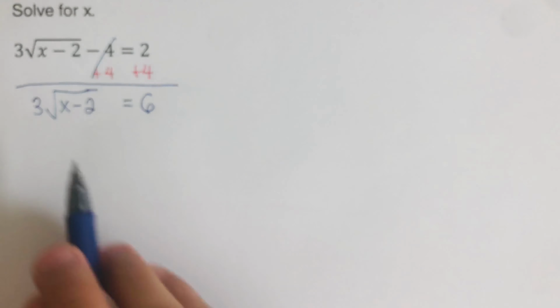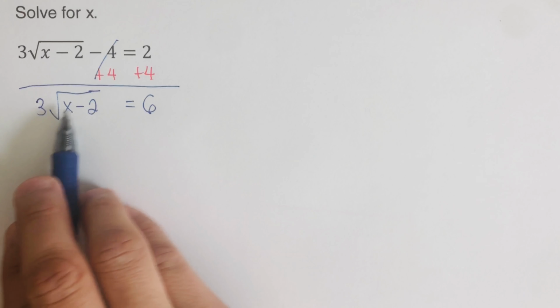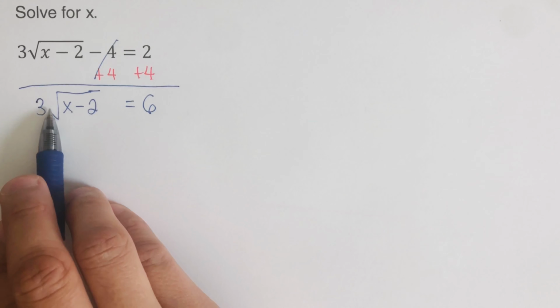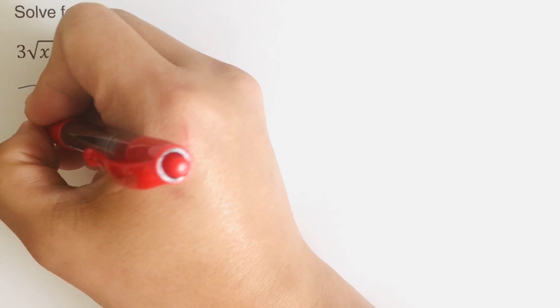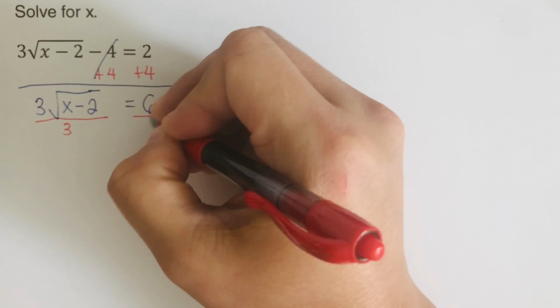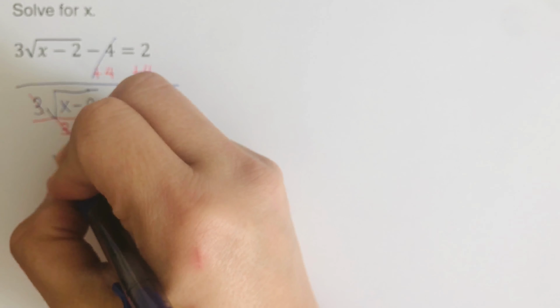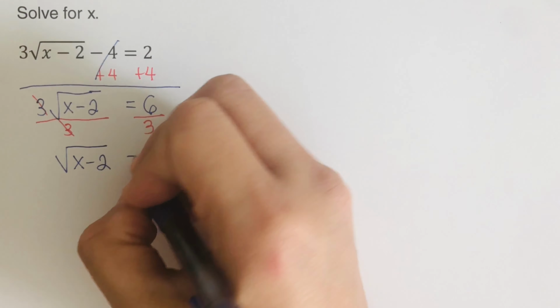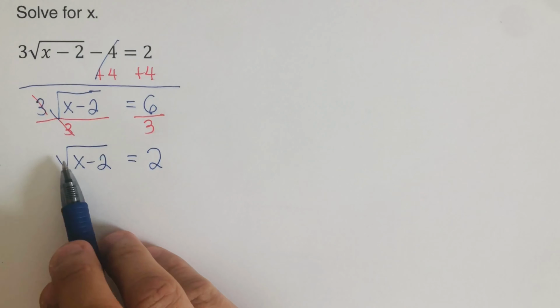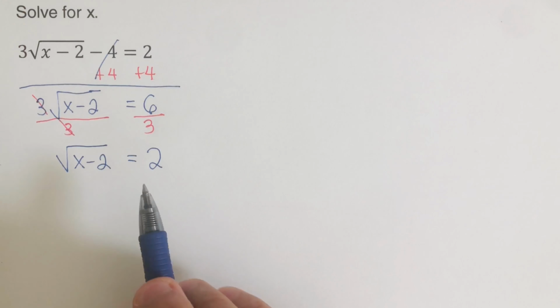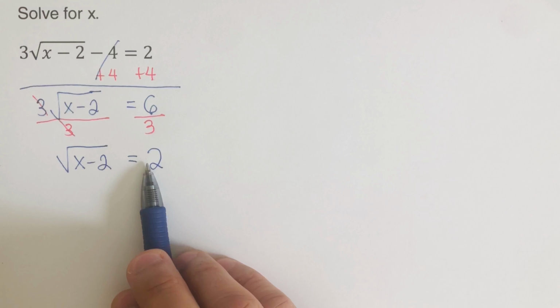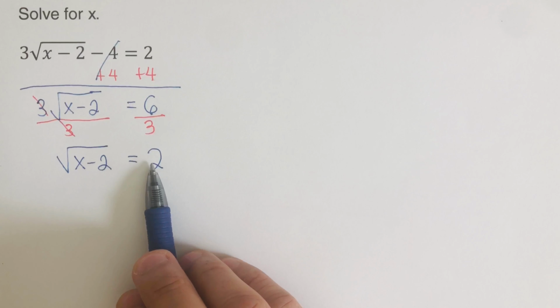From here, we still have 3 right here because, again, the target is to have this square root expression by itself on one side. So we divide both sides by 3, so we can cross the 3 out. We're left with square root of x minus 2 is equal to 2. As you can see here, the squared expression is already by itself on one side. If a is negative, then it has no solution. But since a is positive here, we move on to the second step.